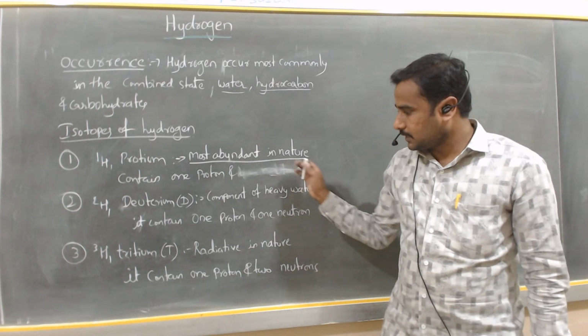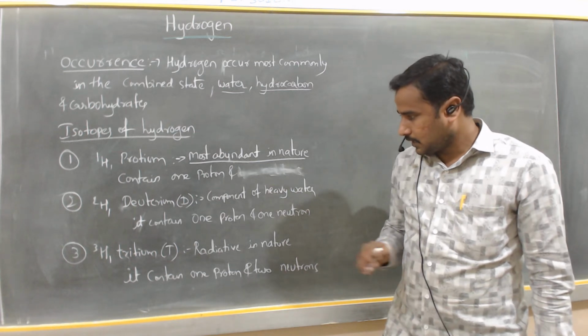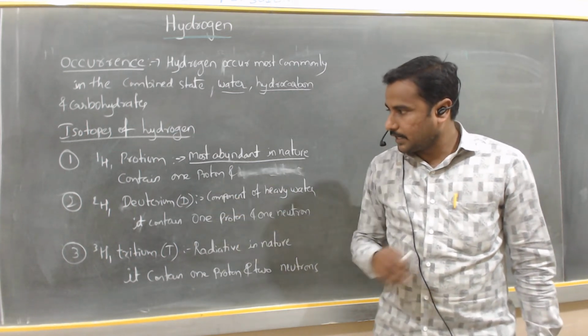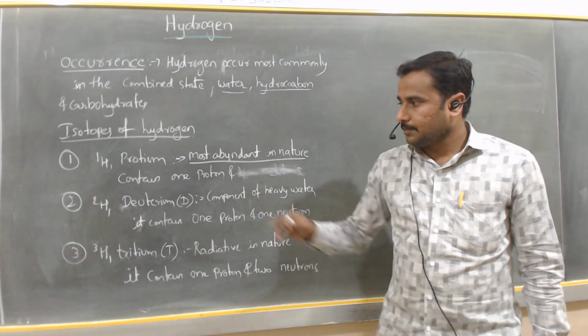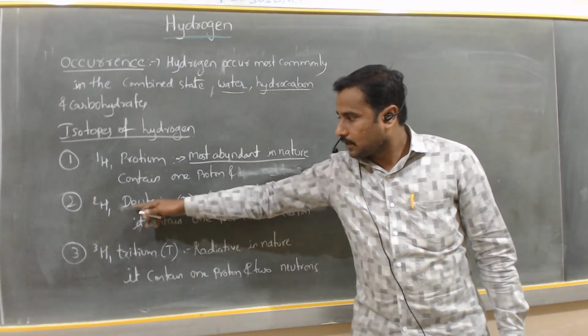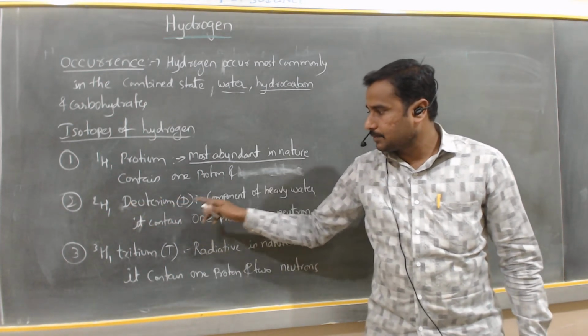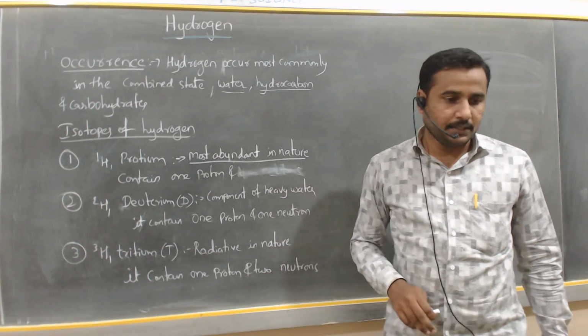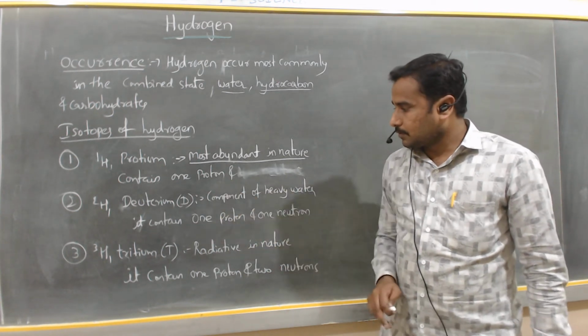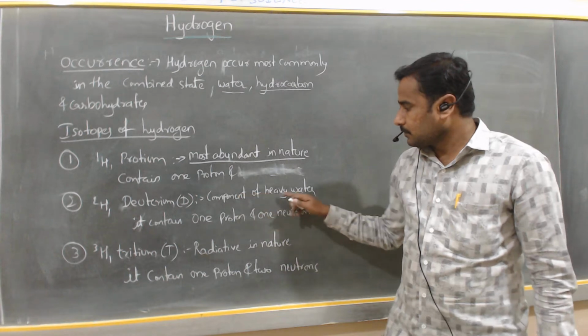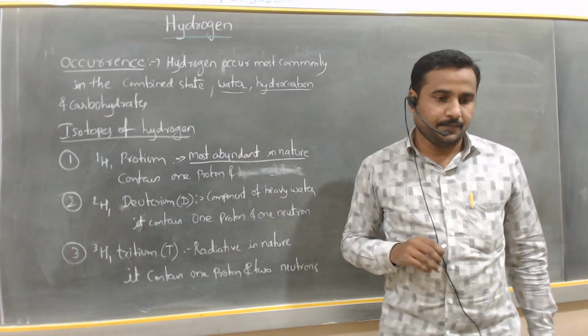The next one is deuterium. We call it deuterium. It is represented by capital D. The compound of it is heavy water.